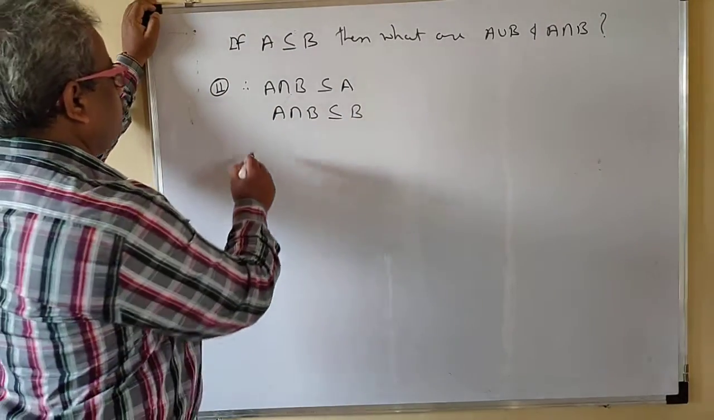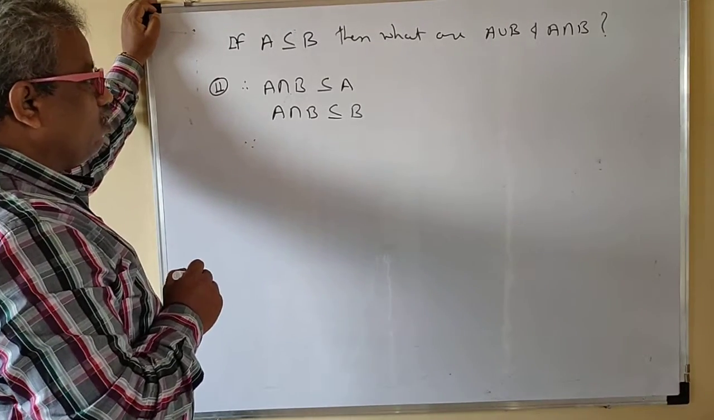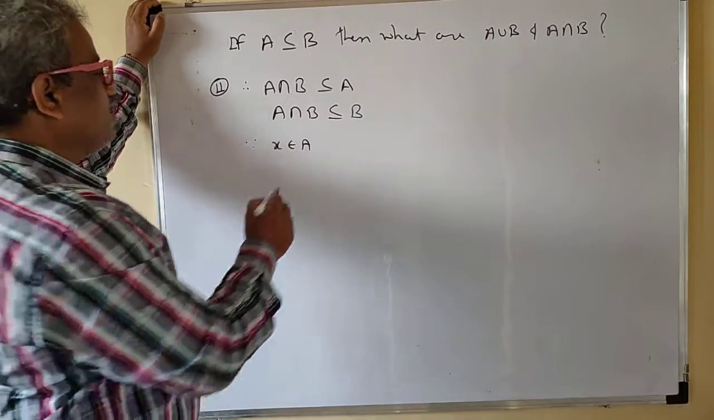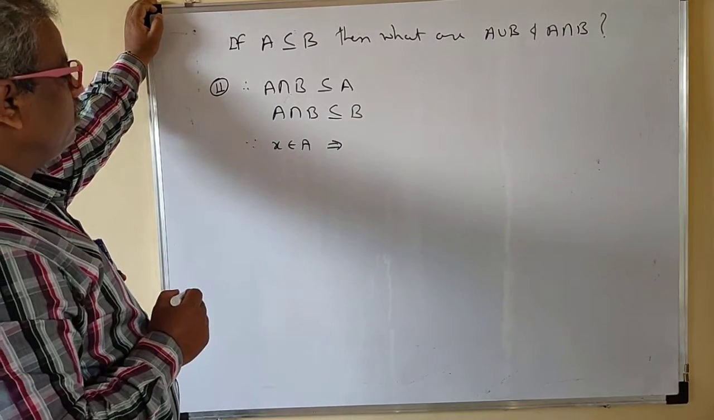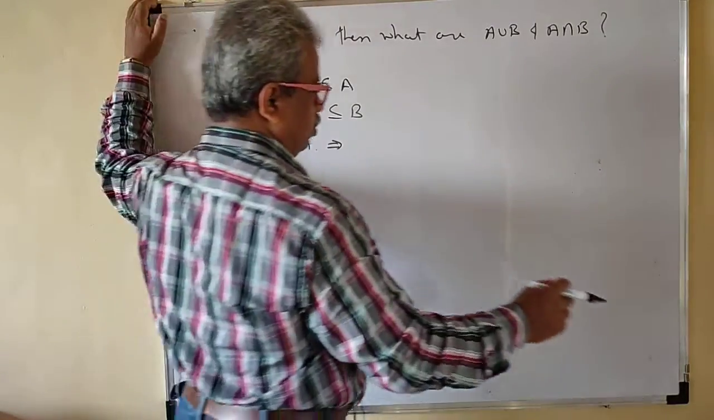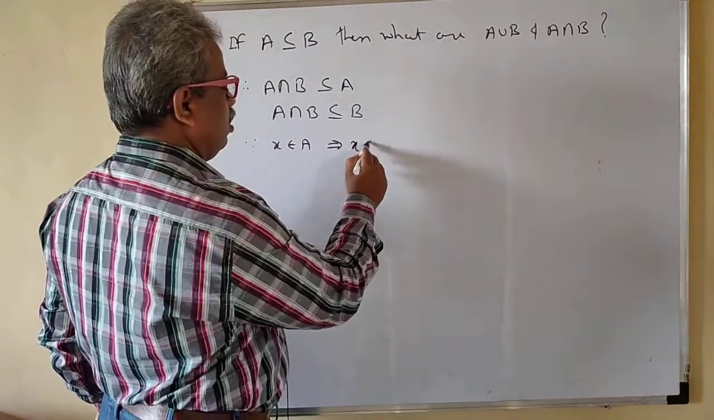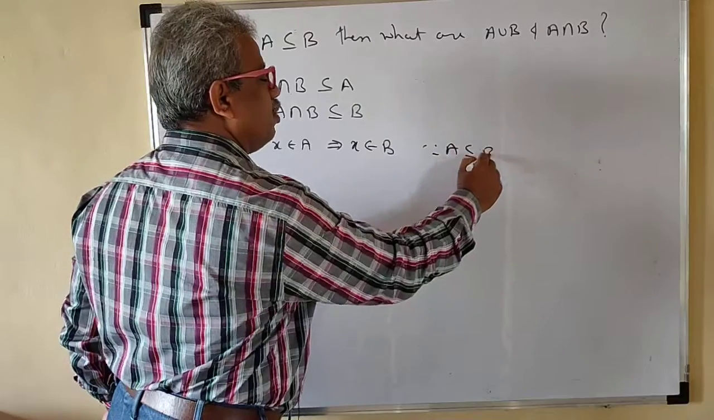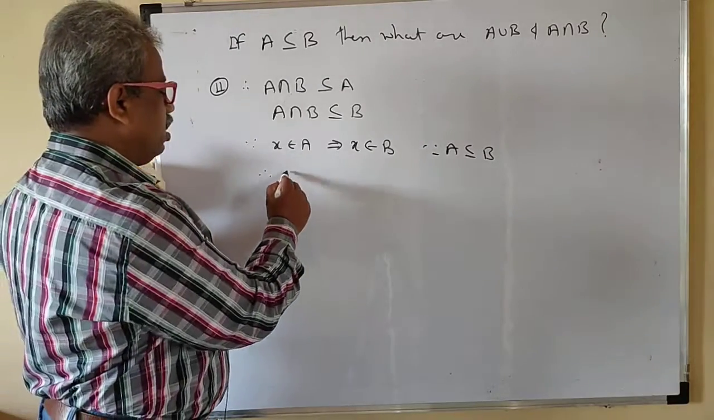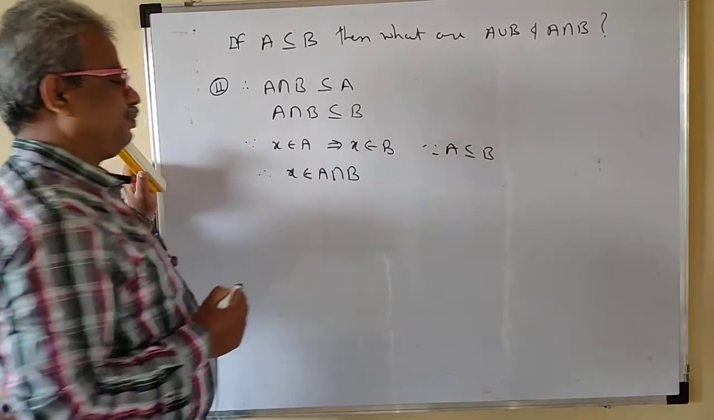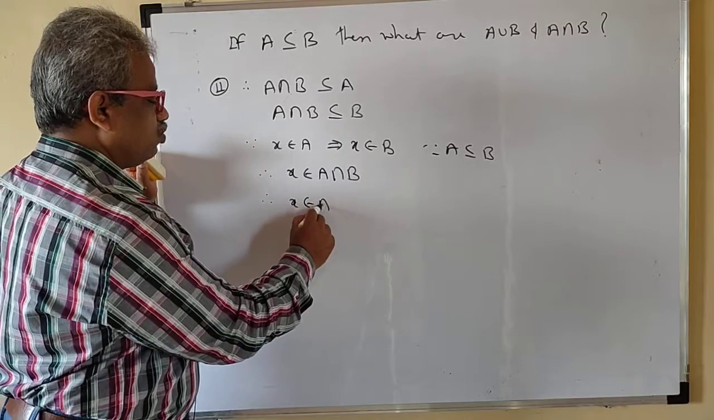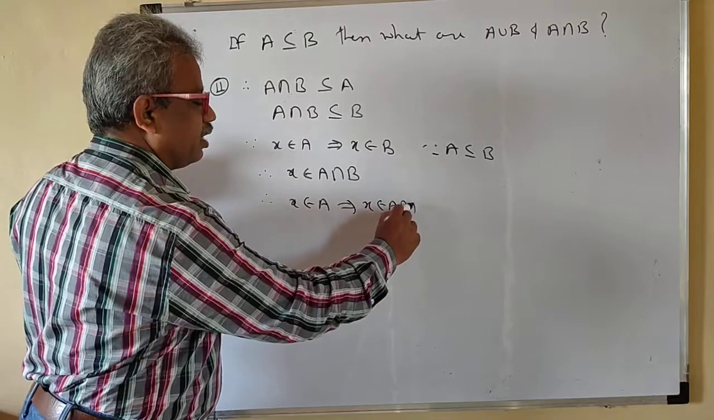Now we take X belongs to A. This implies that X belongs to B, since A is a subset of B. Therefore X belongs to A and X belongs to B. That means X is in both, so X belongs to A intersection B. Therefore X belongs to A implies that X belongs to A intersection B.